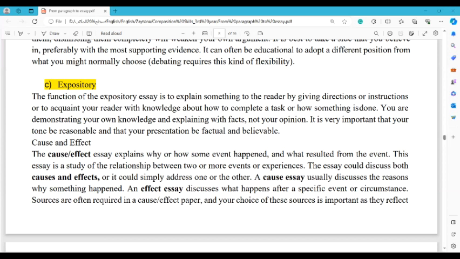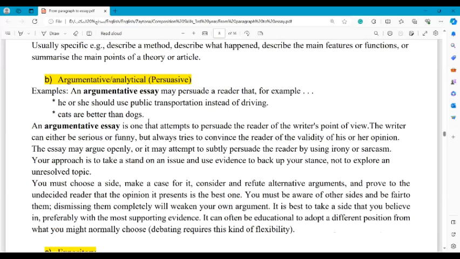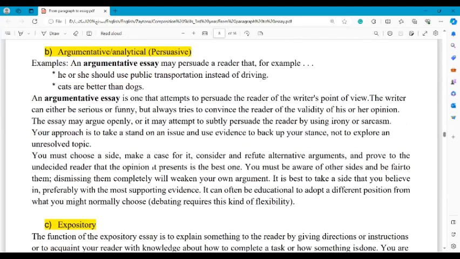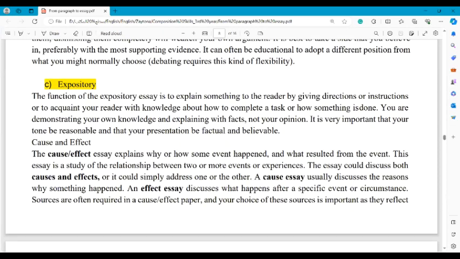Okay, so this is the difference between expository and argumentative essay. In an argumentative essay, I will use my point of view in order to persuade the reader. So in this type of essay, I will show my opinion. But in the expository essay, I will use facts in order to show, for example, the causes or effects, or to show some information related to some topic. Is it clear?